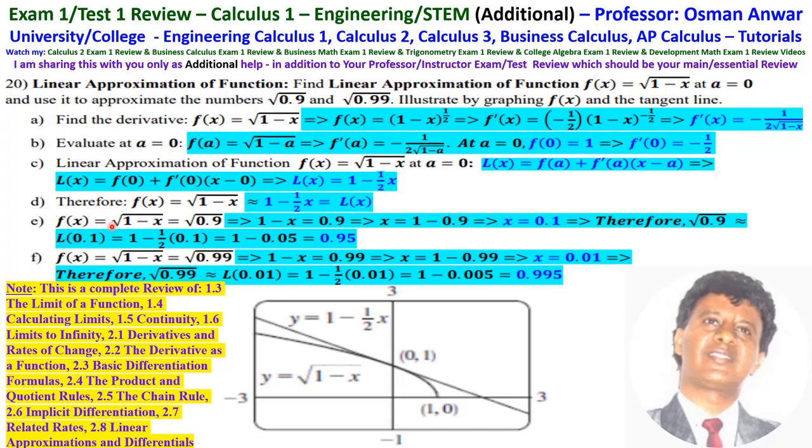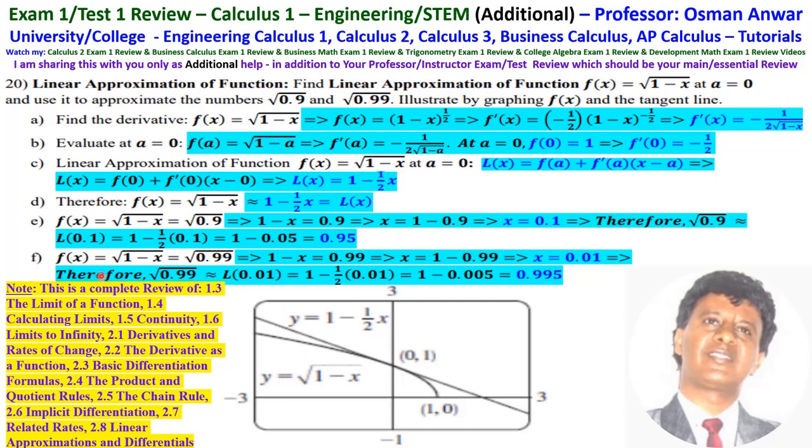So now to find square root of 0.9, f of x equals square root of 1 minus x, which is equal to square root of 0.9, that means 1 minus x is 0.9, then x is 1 minus 0.9, so x is 0.1. Therefore square root of 0.9 is approximately L of 0.1, which is 1 minus half times 0.1, which is 1 minus 0.05, which is equal to 0.95.